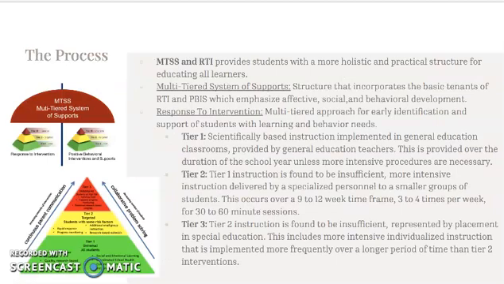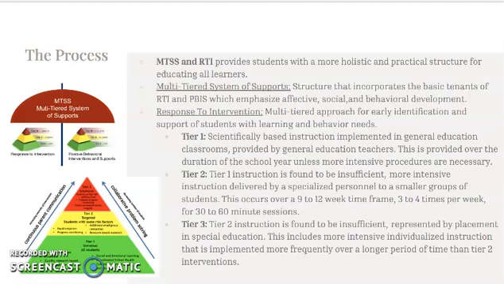So the process. So MTSS and RTI provide students with a more holistic and practical structure for educating all learners. The multi-tiered system of supports, or MTSS, is a structure that incorporates the basic tenets of RTI and PBIS, which emphasize effective social and behavioral development. Response to intervention is a multi-tiered approach for early identification and support of students with learning and behavior needs. So here's a breakdown of it.